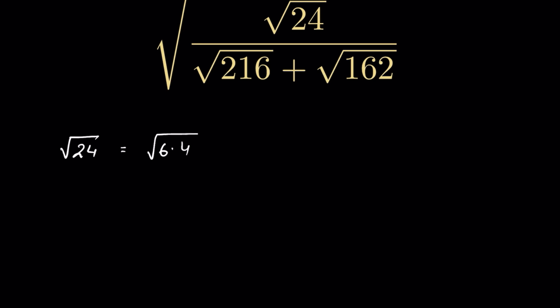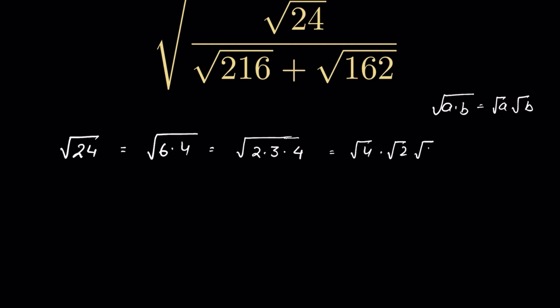When a times b is under square root, we can write it as square root of a times square root of b. So it is square root of 2 times 3 times 4, or we can write square root of 4 times square root of 2 times square root of 3. Square root of 4 is 2, so 2 times square root of 2 times square root of 3.